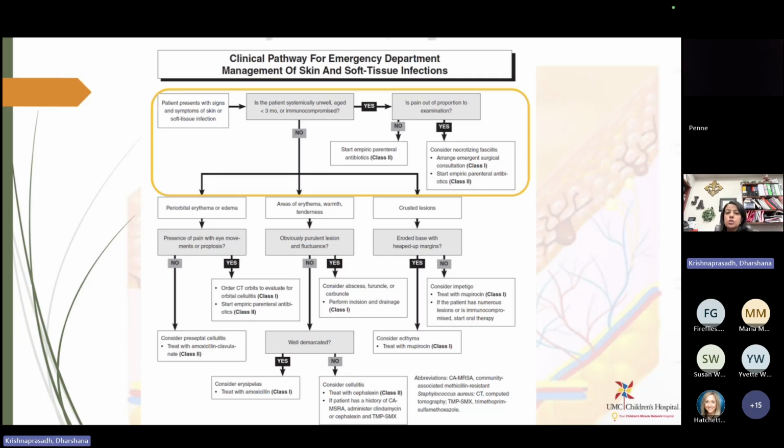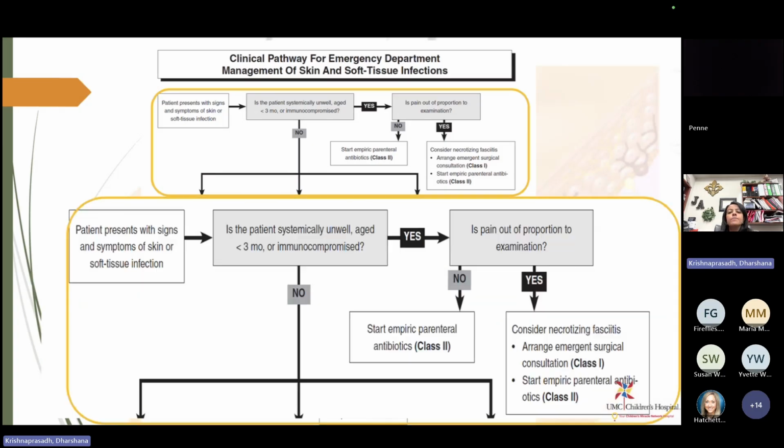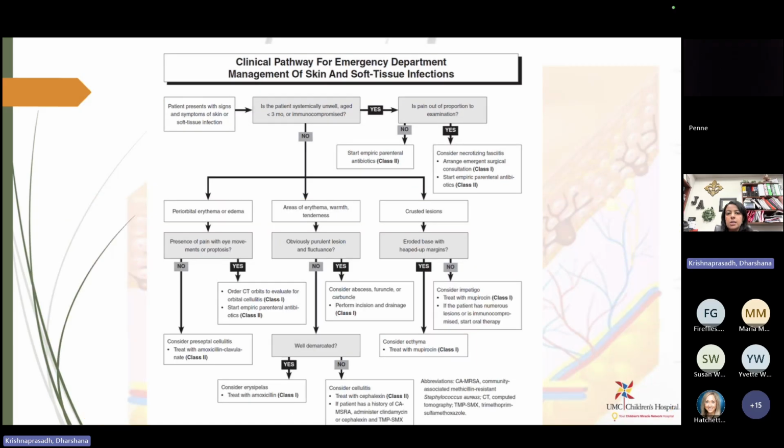If the answer is yes to any of those questions, is there pain out of proportion to exam? Then we consider necrotizing fasciitis. You have to talk to our surgery colleagues emergently and start them on broad spectrum IV antibiotics. And that's going over those three main questions. Is there pain out of proportion to exam? Then we need to be more aggressive in their management.